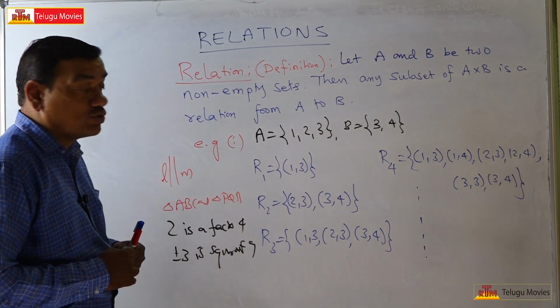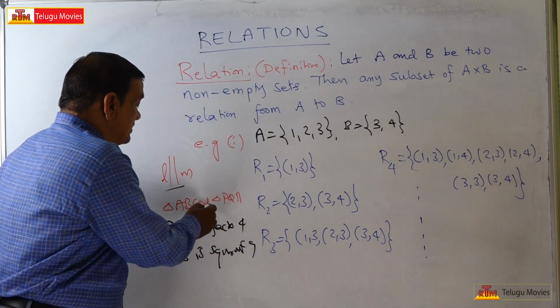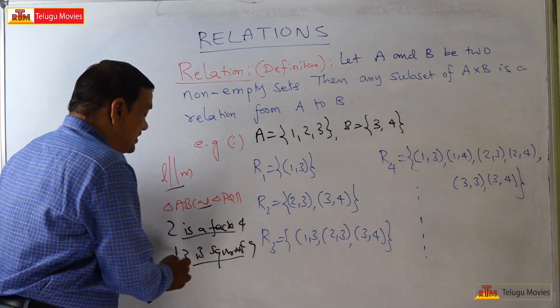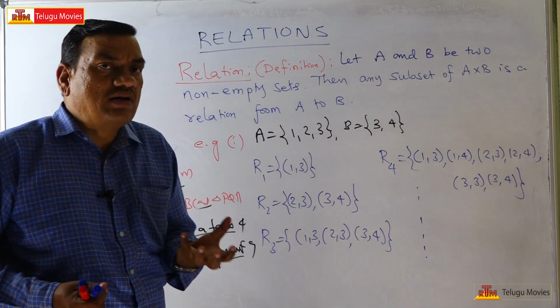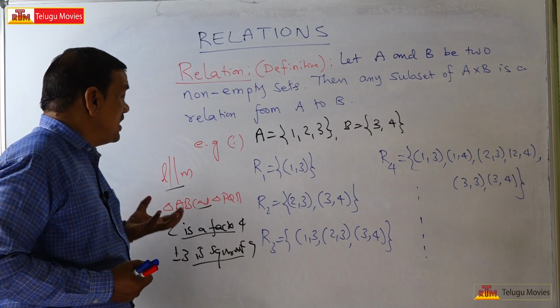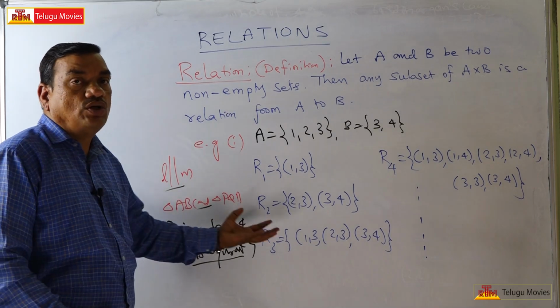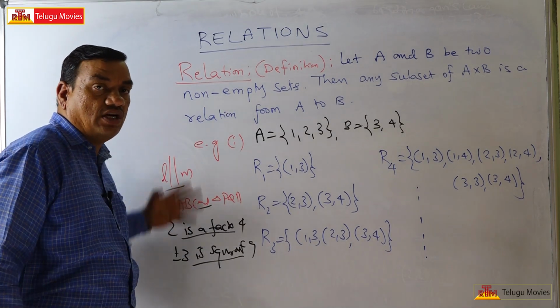Plus or minus 3 is the square root. What is this? Parallel, similar, is a factor, is a square root of, is a square. All those terms give the relation between two items.